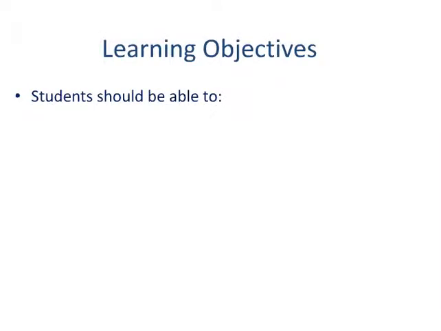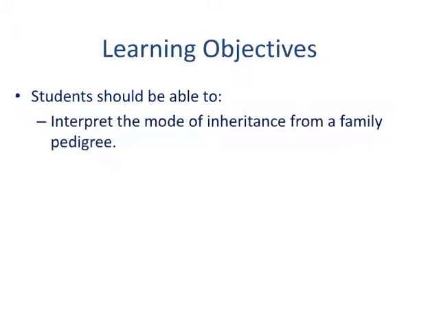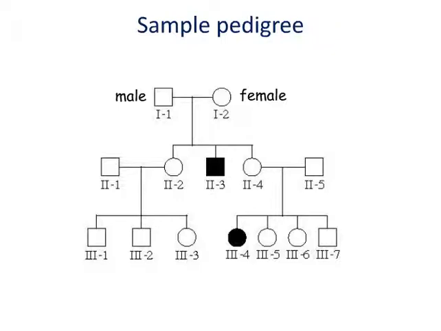After completing this learning module, students should be able to interpret the mode of inheritance from a family pedigree. A pedigree is a diagram of family relationships that uses symbols to represent people and lines to represent genetic relationships.